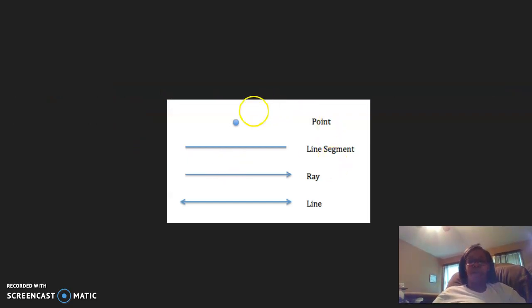All right, on here you can see the differences between the point, the line segment, the ray, and a line, what they look like. Now, mind you, on this line segment, it's going to end from here to here. And on the ray, it ends here, but it keeps going forever in this direction. And on the line, it keeps going forever in both directions.